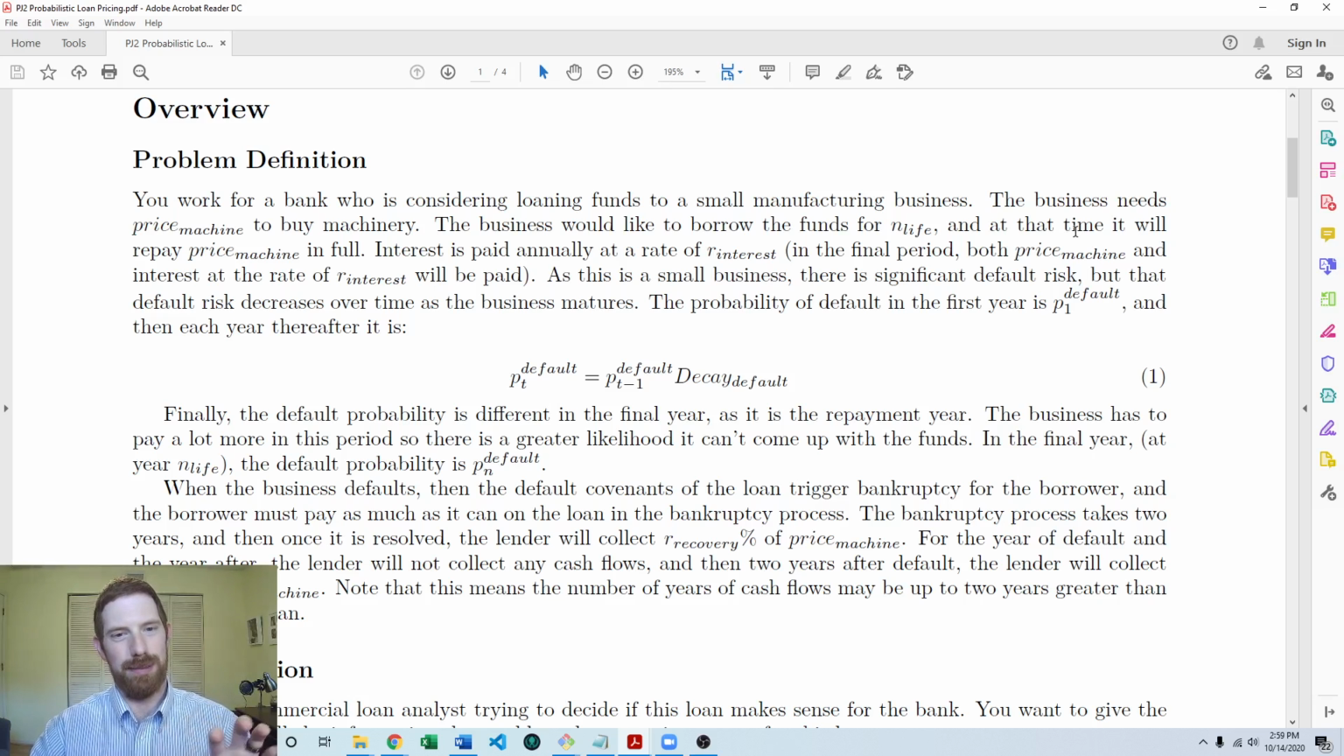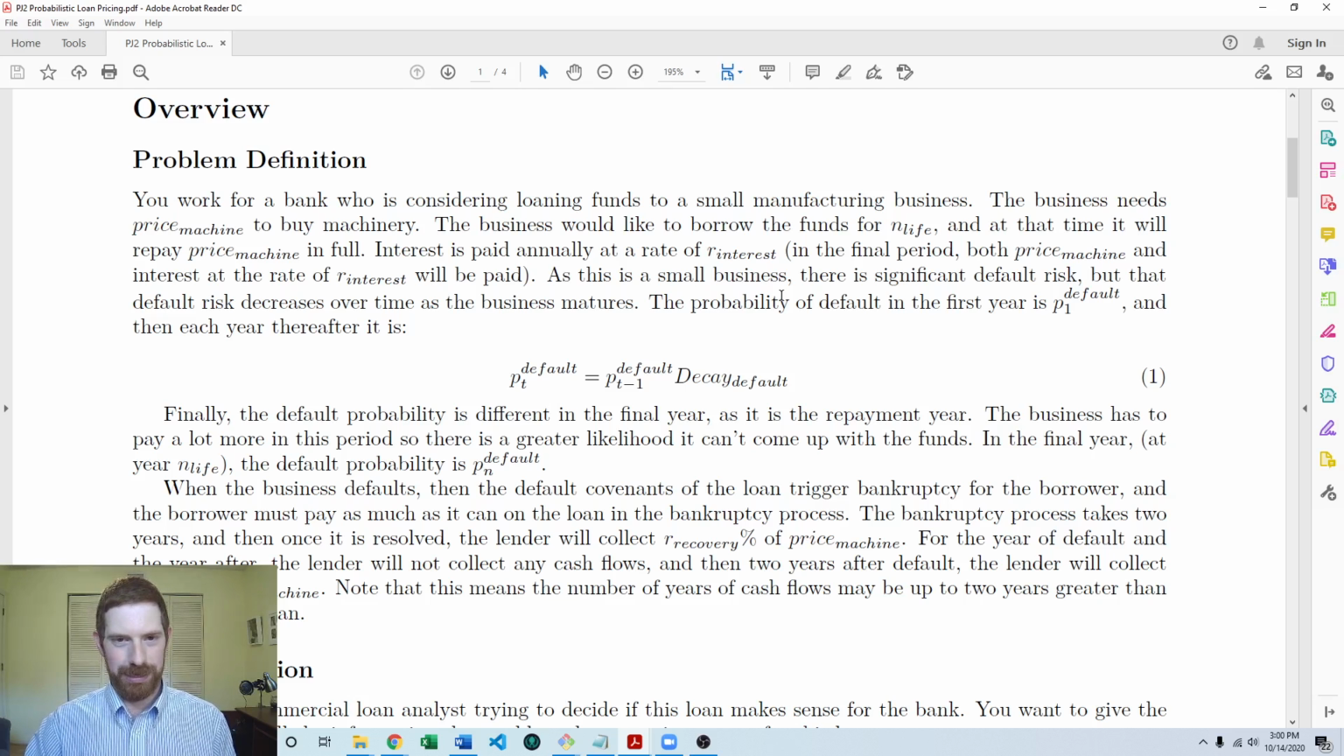And where the probability factors into this is that the business is not always going to be able to pay back the loan. There is a chance that they're going to default on the loan and not be able to make their payments. So the probability of default here starts at an initial probability of default and then it decreases over time because the business becomes more mature year over year. And so it's less likely that they're going to default as each year goes by.